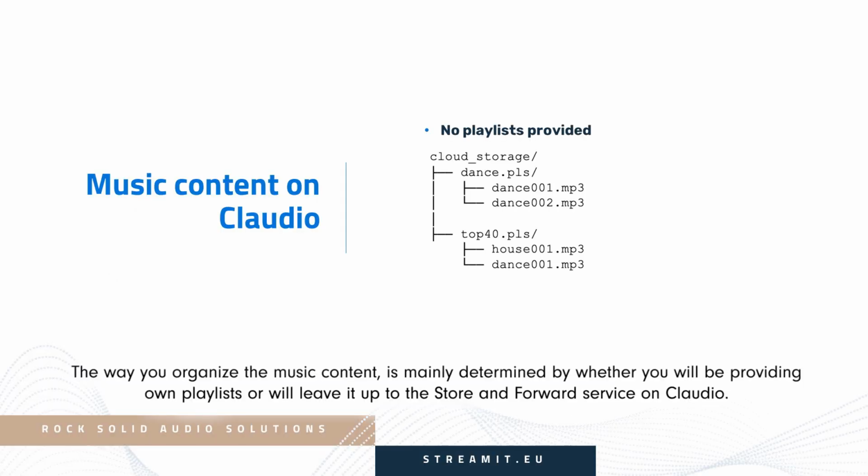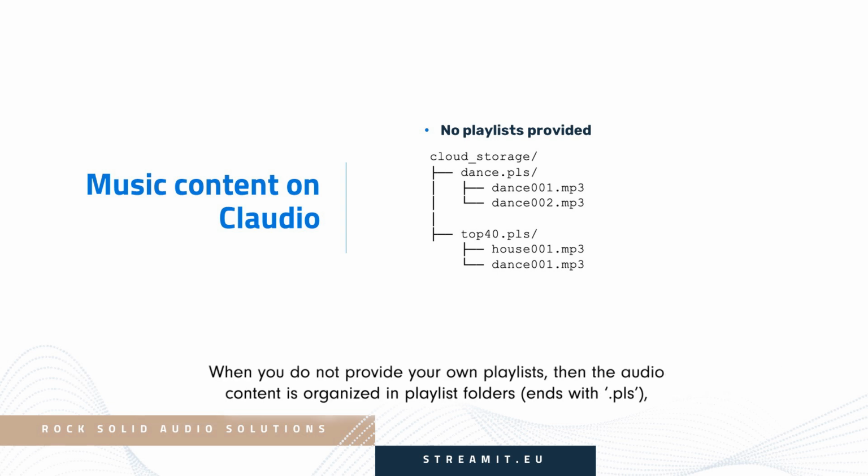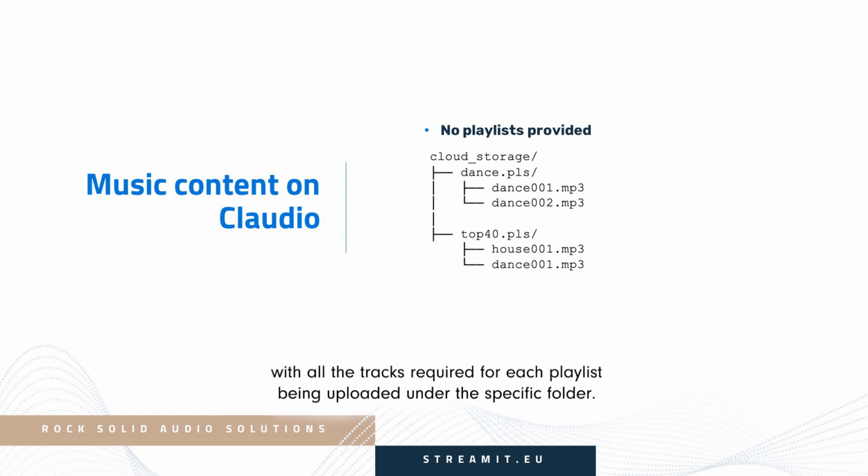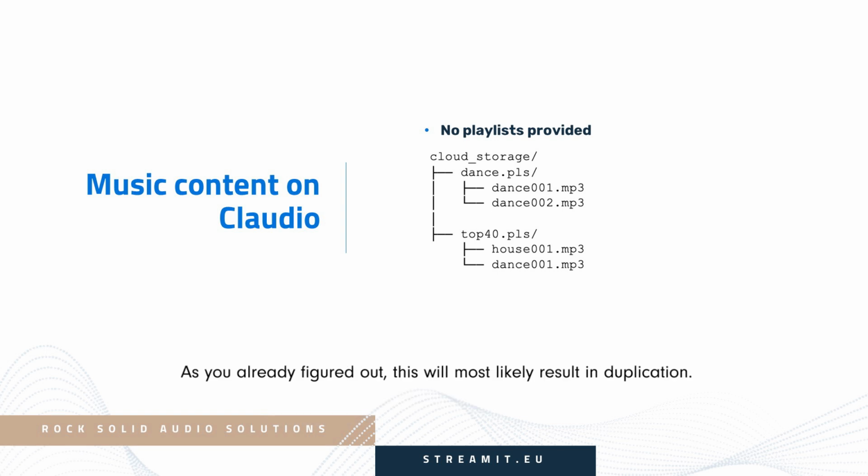The way you organize the music content is mainly determined by whether you will be providing your own playlists or will leave it up to the Store and Forward service on Claudio. When you do not provide your own playlists, then the audio content is organized in playlist folders. These end with .pls, with all the tracks required for each playlist being uploaded under the specific folder. As you already figured out, this will most likely result in duplication of tracks. The structure for two playlists is shown on the screen.